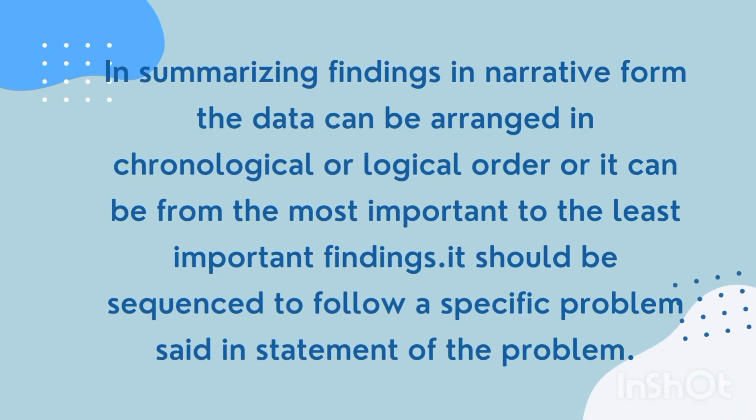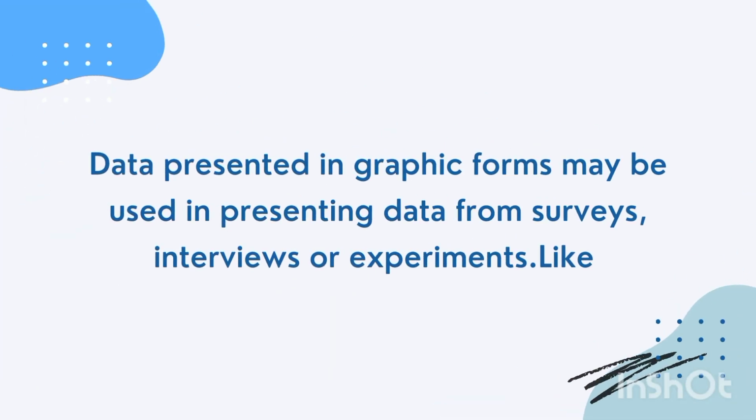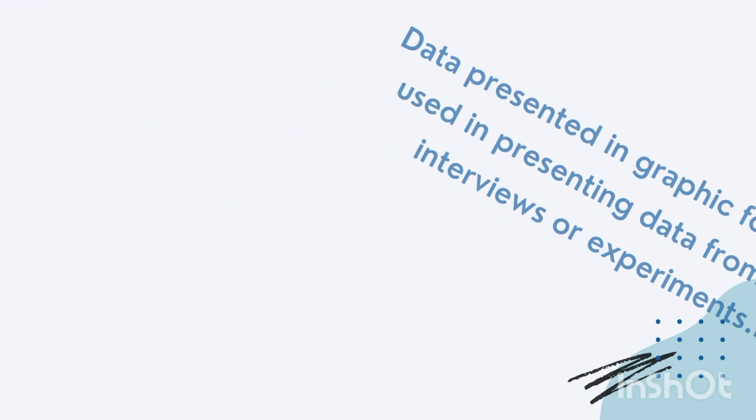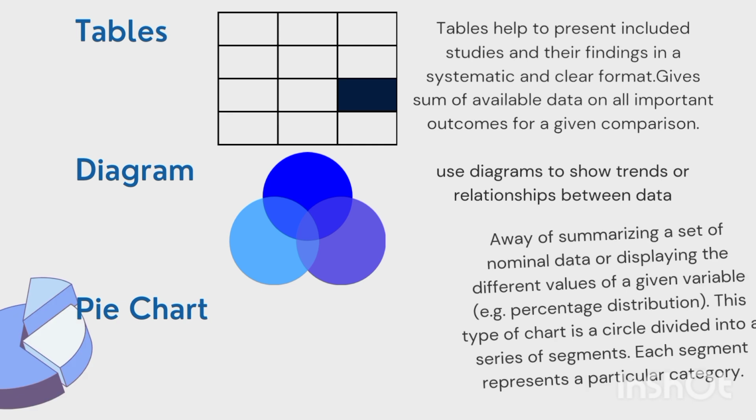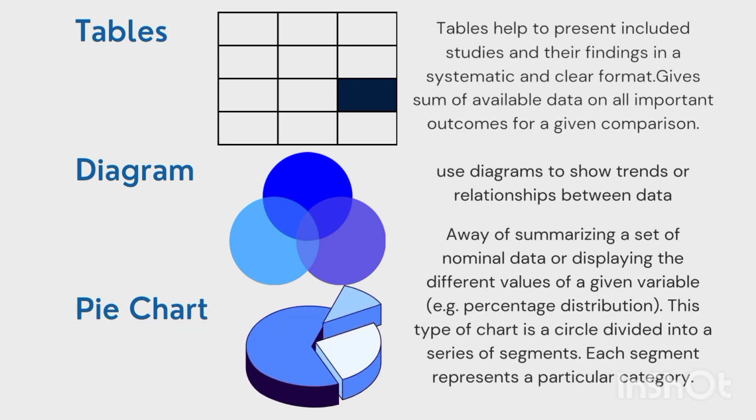In summarizing findings in narrative form, the data can be arranged in chronological or logical order, or it can be from the most important to the least important findings. It should be sequenced to follow a specific problem set in the statement of the problem. Data presented in graphic forms may be used in presenting data from surveys, interviews, or experiments, like tables. Tables and figures help to present included studies and their findings in a systematic and clear format.